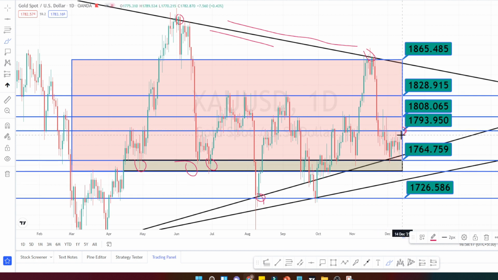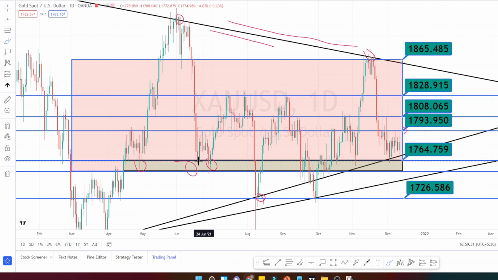I have marked the next level of resistance also. This is the immediate resistance, which is 1793, and the next level of resistance is around 1808, and above it we have 1828. So presently when you notice the price action, it is trading within this support and resistance level of 1808 and 1764. It is sort of range bound, or we can say consolidating.